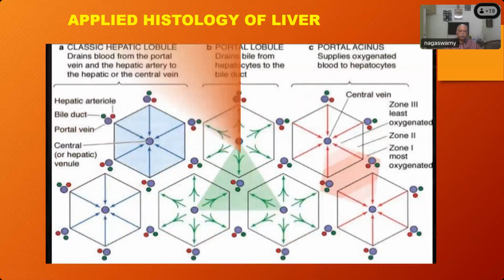And applied histology. So this picture is very important. This is the classic hepatic lobule, the hexagonal one, with the portal triad on all the 6 areas and the central vein. So this is mainly for venous drainage, to go to the hepatic vein. And this is the portal lobule, which connects the 3 adjacent central veins. And this is mainly for biliary drainage.